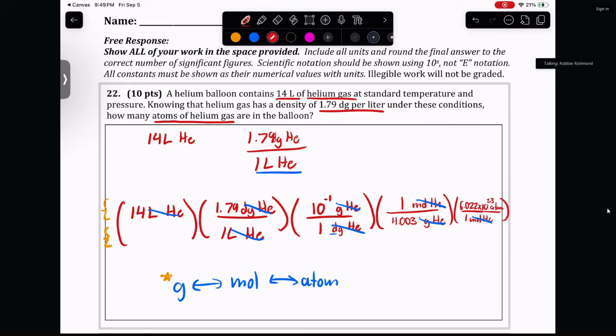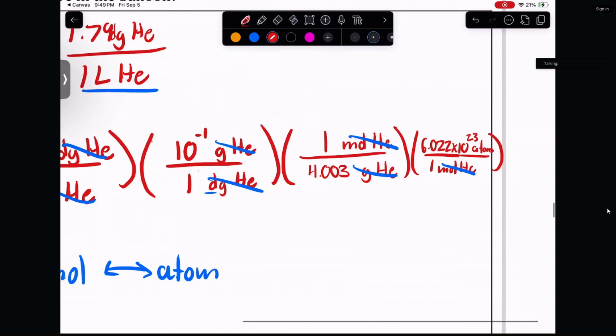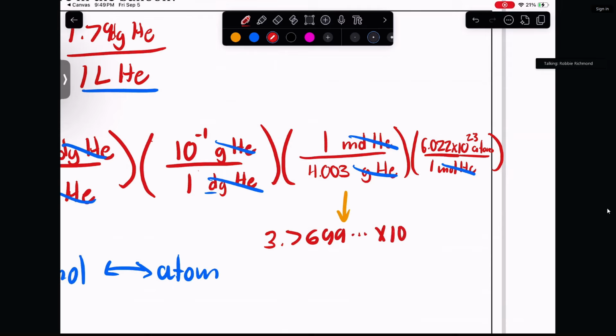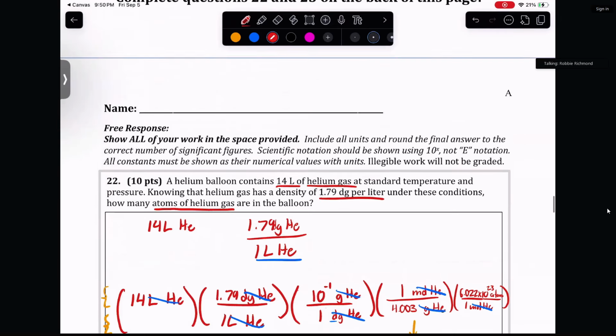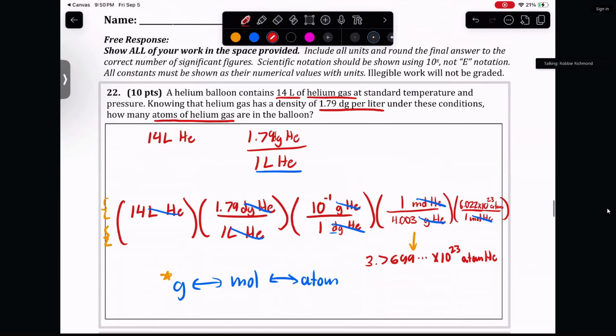All right. I get 3 point, all this equals out to 3.7699, goes on for a hot minute, times 10 to the 23rd atoms of helium. Remember, we have to report all of our work in sig figs.